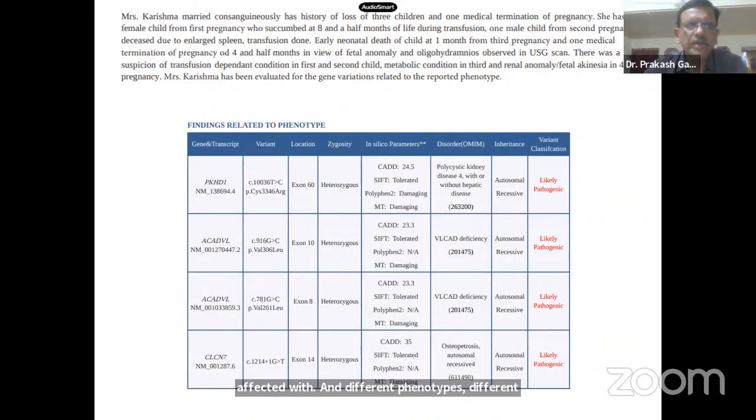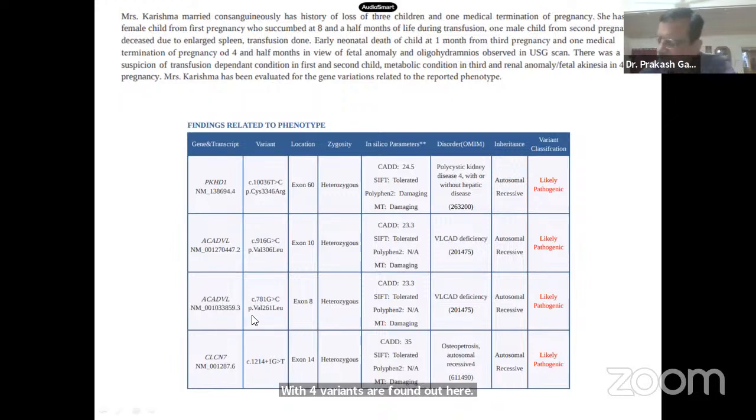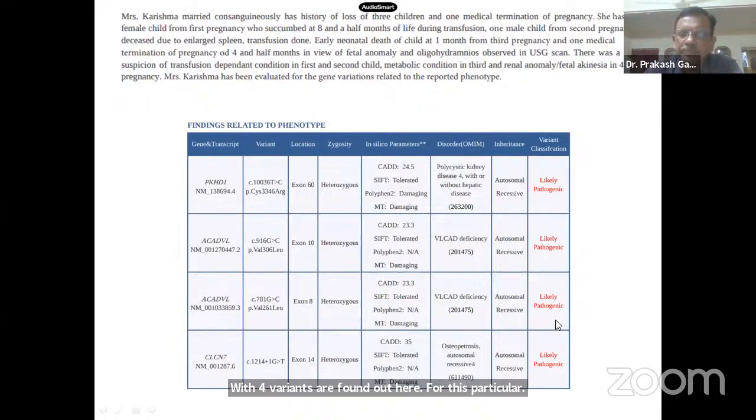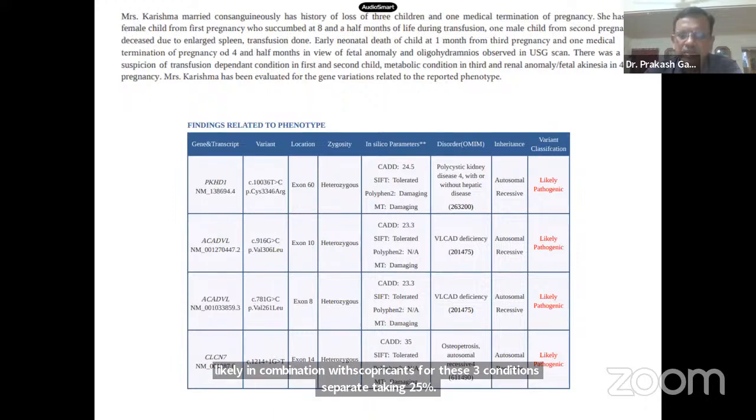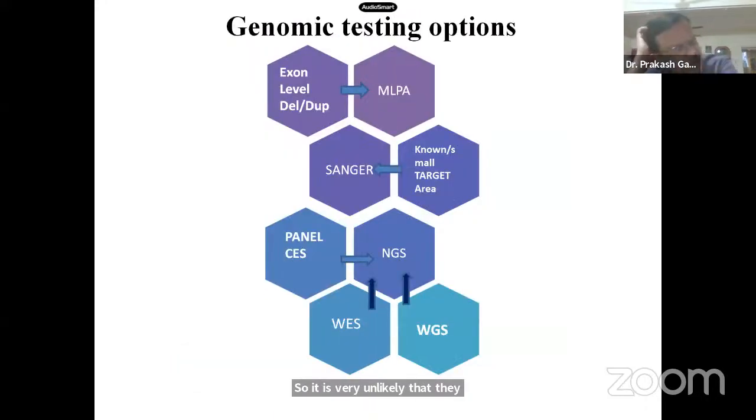So we carried out the exome sequencing, whole exome sequencing for the couple. And you can see here 3 conditions with 4 variants are found out here. Now for this particular thing, what we have presently are 4 conditions. So this couple is unfortunate because many conditions are likely in combination. Risk of recurrence for these 3 conditions separately is 25%. So it is very unlikely that they may have a normal baby, something that you have to consider.